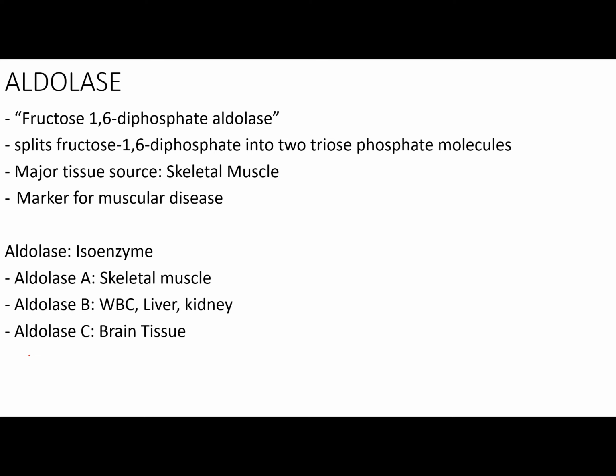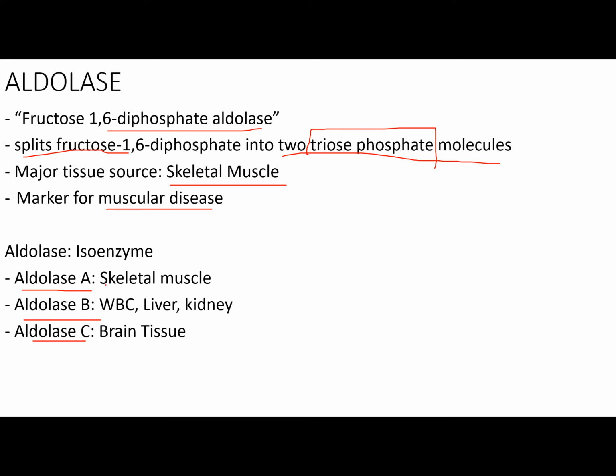Alright, let's continue with your aldolase, class. Now, aldolase is another name. It's known as fructose 1,6-diphosphate aldolase. It basically splits fructose 1,6-diphosphate into two triose phosphate molecules. So your fructose 1,6-diphosphate is being converted into two triose phosphate molecules. Major tissue source is the skeletal muscle, and this is a marker for muscular disease, class. So there are three isoenzymes of aldolase: aldolase A, B, and C.